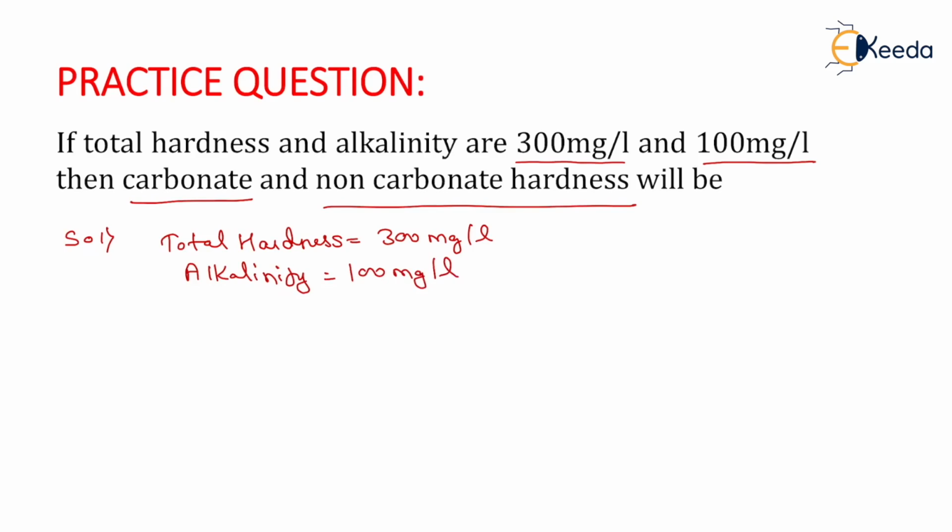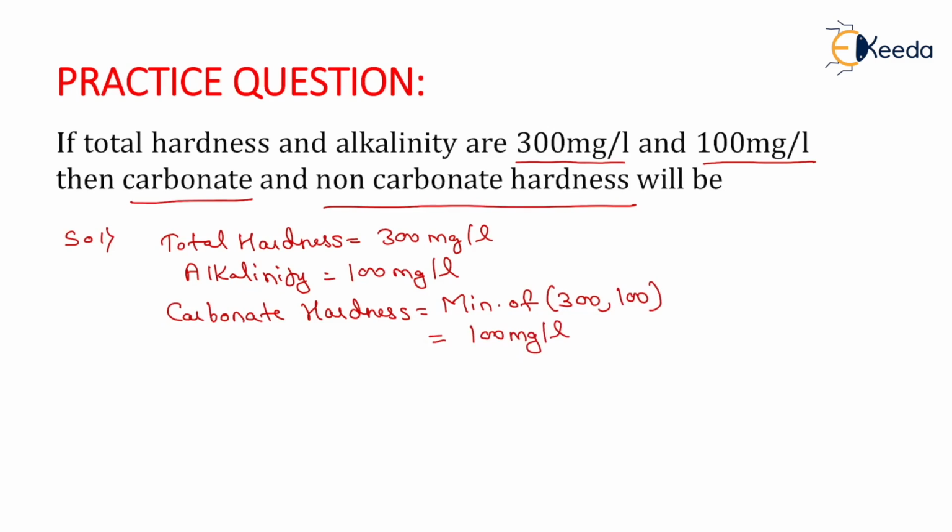So total hardness will be equal to 300 milligram per liter and alkalinity will be equal to 100 milligram per liter. Now we need to determine the carbonate hardness, and we know that carbonate hardness is the minimum of total hardness and alkalinity. Now the total hardness value is given as 300 milligram per liter and alkalinity is given as 100 milligram per liter. Now the minimum of these two values will be the carbonate hardness, which will be equal to 100 milligram per liter. Now we have determined the carbonate hardness, which will be equal to 100 milligram per liter.